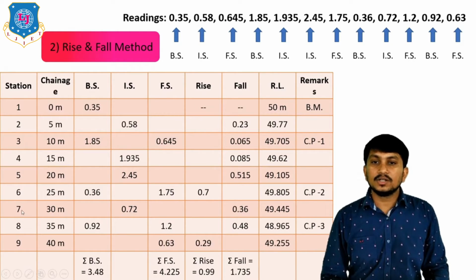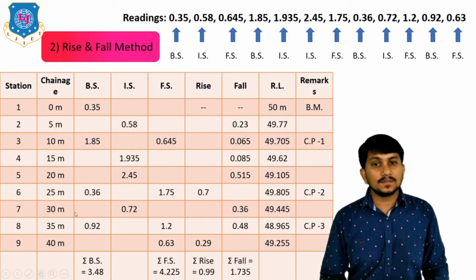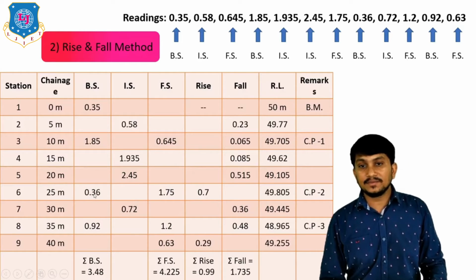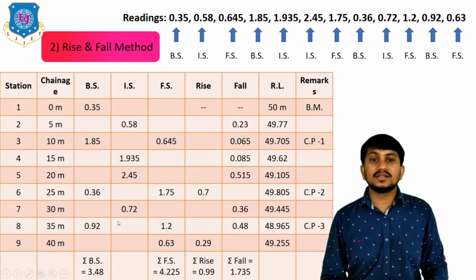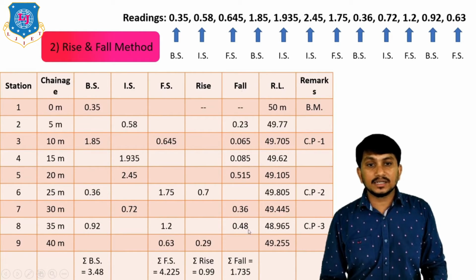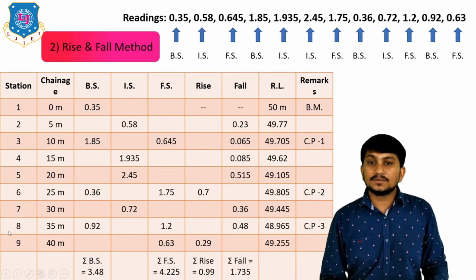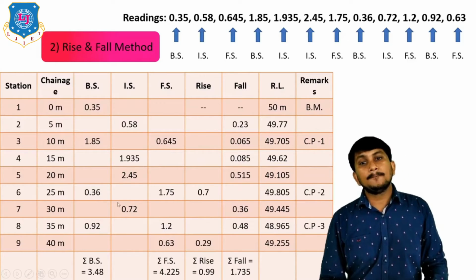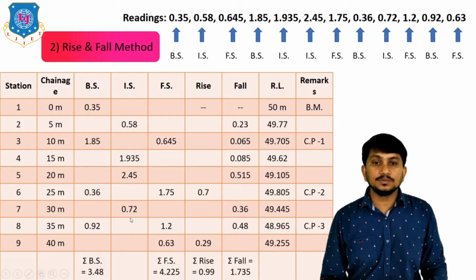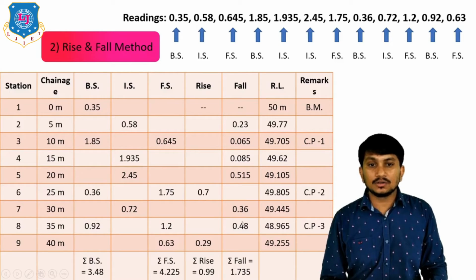After that, to calculate the rise or fall of the 7th station, we have to deduct the value of 0.72 from the preceding staff reading of the same setup. So 0.36 minus 0.72 gives minus 0.36. Because of the minus sign, it is written in the fall column. Then, to find out the rise or fall of the 8th station, we have to deduct the value of 1.2 from the preceding staff reading, which is 0.72. So 0.72 minus 1.2 gives minus 0.48. Because of the minus sign, it is written in the fall column.